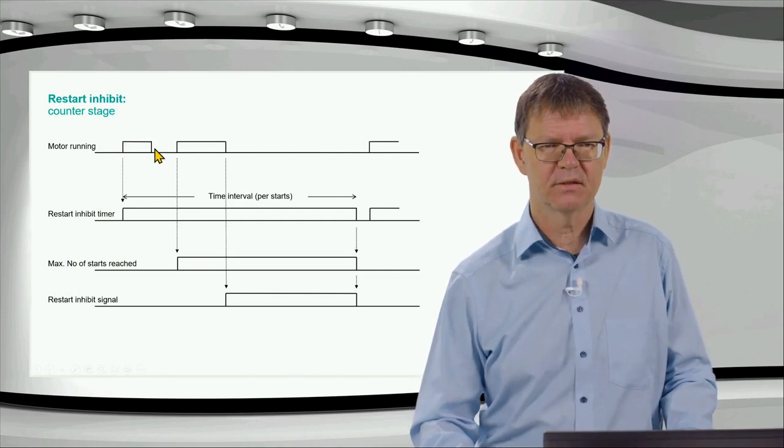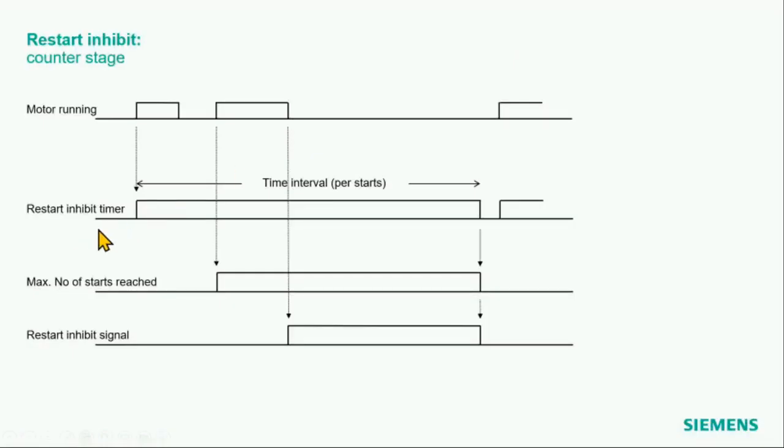So here the motor is started and stopped. The restart inhibit timer starts with the first start, and these are our 60 minutes here. If I then start the motor a second time, my maximum number of starts is reached until this restart inhibit timer elapses and everything resets. Beginning with the second stop, this restart inhibit signal becomes active, because from here on another start is not allowed, only when this time elapses, so after the 60 minutes after the first start, and then we have a new situation. So this is basically a relatively simple counter and a blocking signal to this counter.